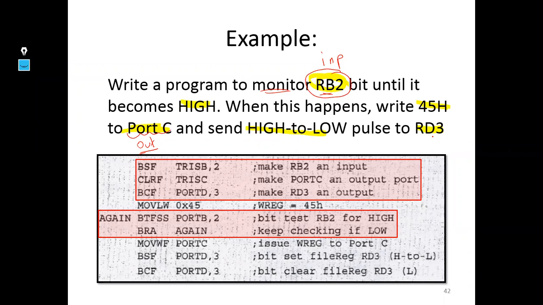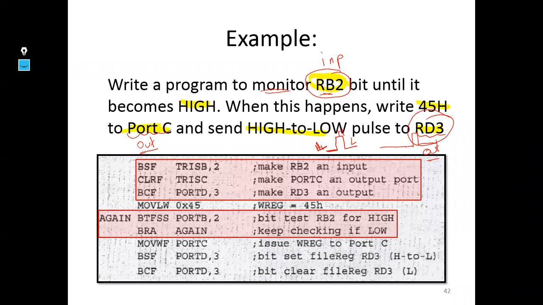And you have to send high to low pulse to RD3. High to low pulse, yani initially we are 0, we have to send high pulse and then low pulse. So we have to send pulse like this. We can call it high, low pulse. Okay, so if initially we have the value 0, if we send high to low pulse, we have to use bit set file followed by bit clear file. So how to send pulse on D3? D3 should be output.